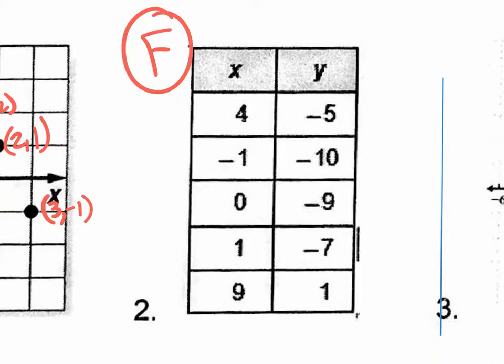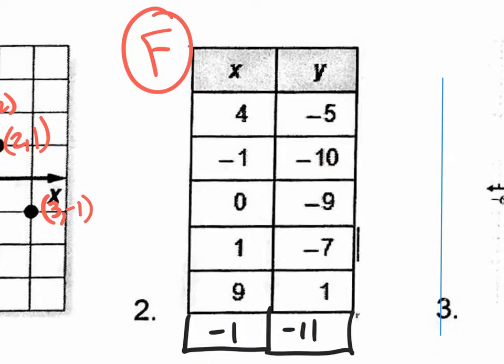Now, if for some crazy reason you had another box down here, and you plugged in a negative 1 and got out a negative 11, then that would be a relation. Because if you plug in the same number twice and get out different answers, negative 1 gave you negative 10, negative 1 gave you negative 11, that machine's messed up, it's broken.